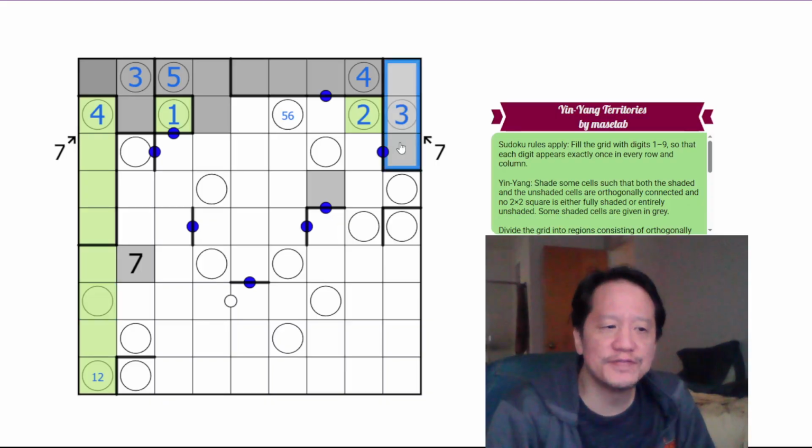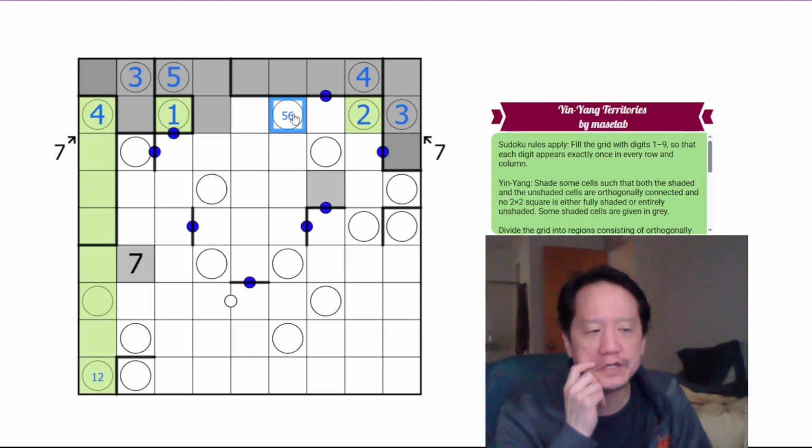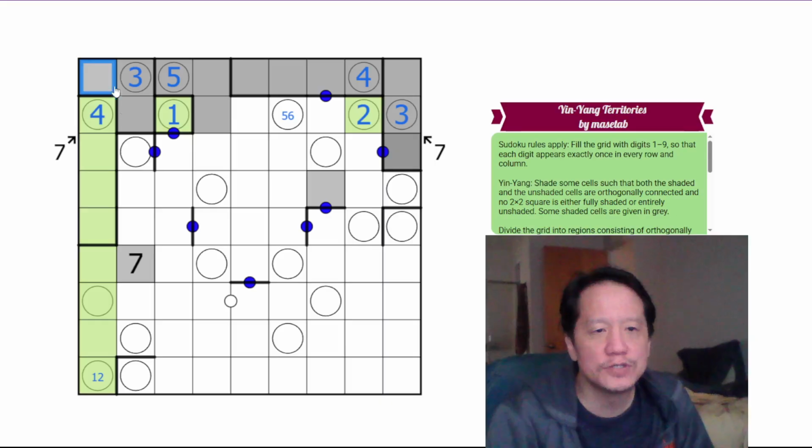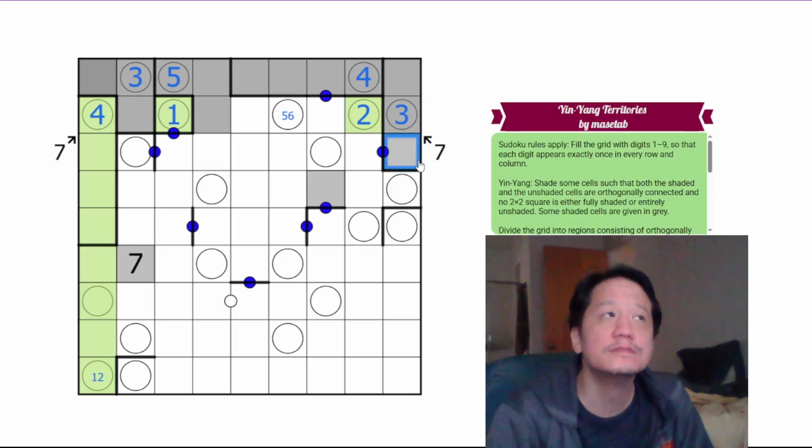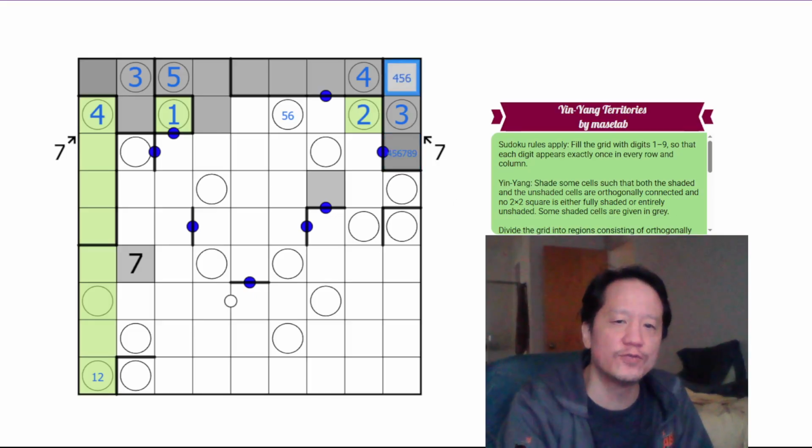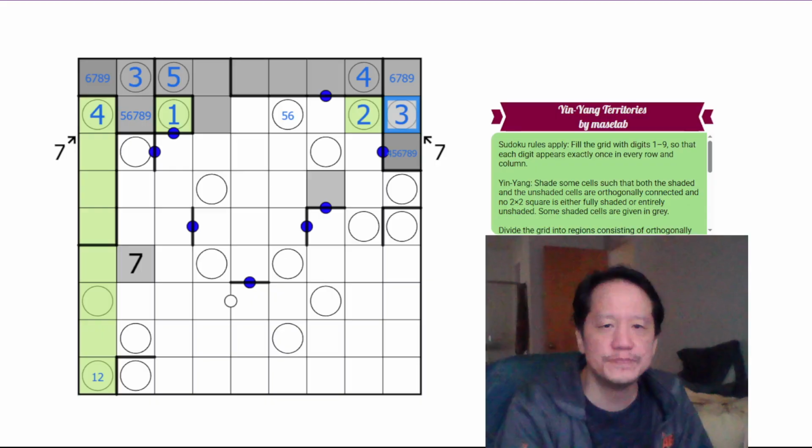So this is at least 15. This is at least 15 because this is 5 digits. Oh, well, we could have 6 digits for unshaded regions. So to add up to at least 15, that means the other 2 digits must add up to 12. So that means we are guaranteed this is 4 through 9 here, 4 through 9 here, 4 through 9 here, 4 through 9 here, and this can't be 4, 5, no 4 here, no 4 or 5 here.